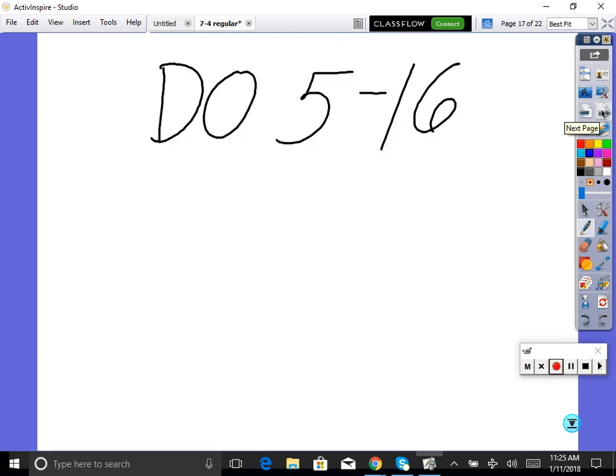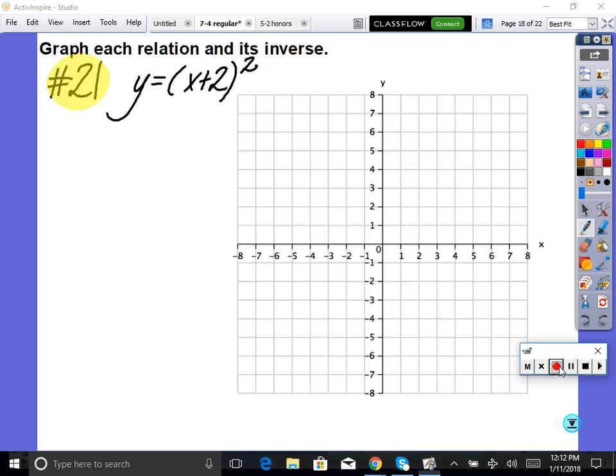I want you to go to the white and do 5 through 16. 21. Okay, grab one of those graphing papers because it tells you to graph, and there's not a place for you to graph it on there. So there's 2 ways to do this. Everybody watch. It just depends on what you want to do.